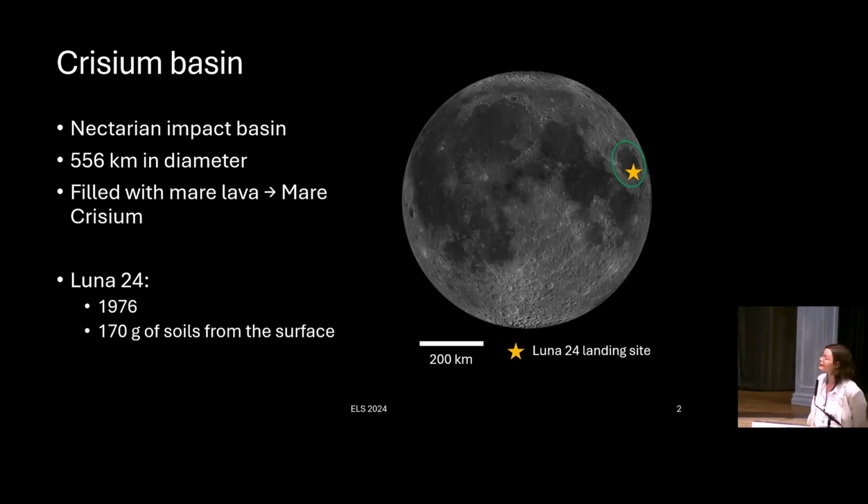One interesting fact about Mare Crisium is that there was a mission that landed there, Luna 24, in 1976, and it brought back 170 grams of soils from the surface.